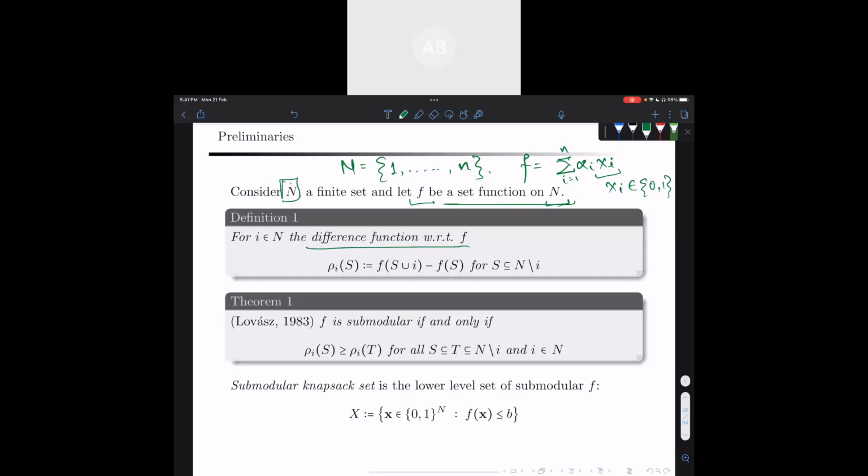So, with respect to this set function and this finite index set, let's consider a difference function with respect to the set, right? So what this rho denotes is what we call the contribution of element I to set S, right? So here, with respect to this example, let me take any set S, which is a subset of N.